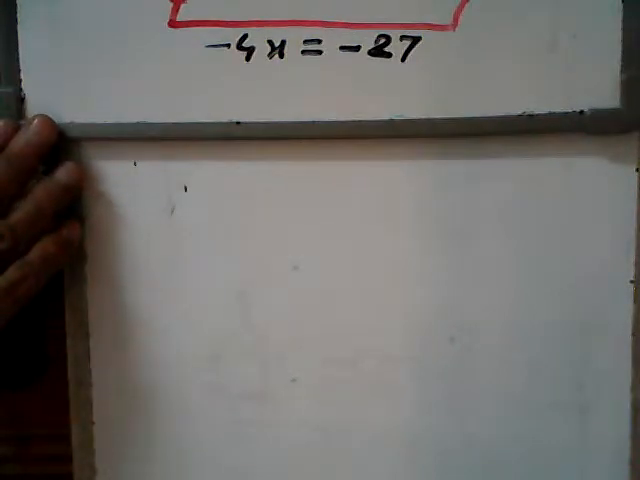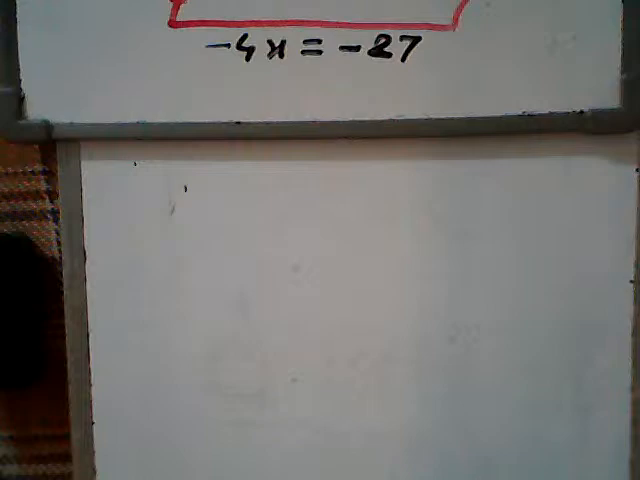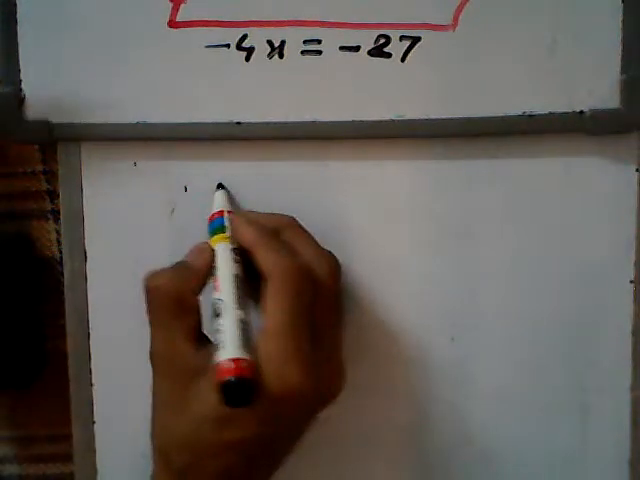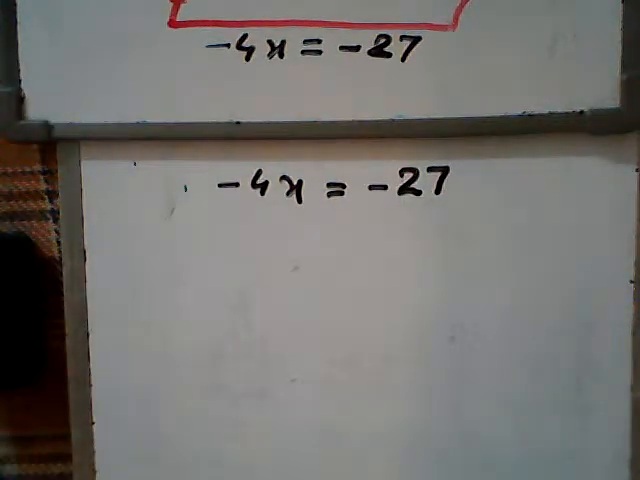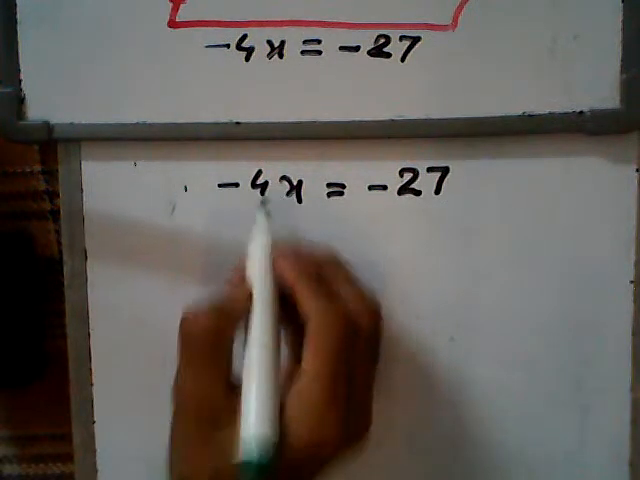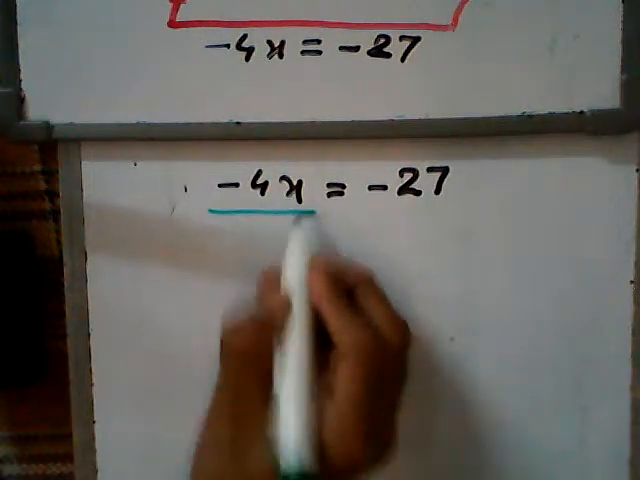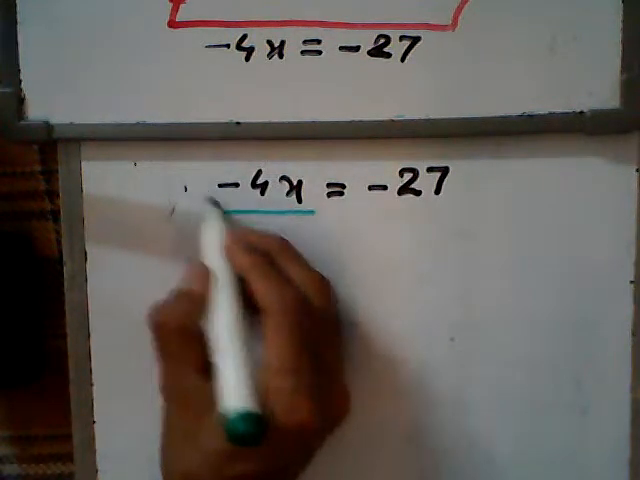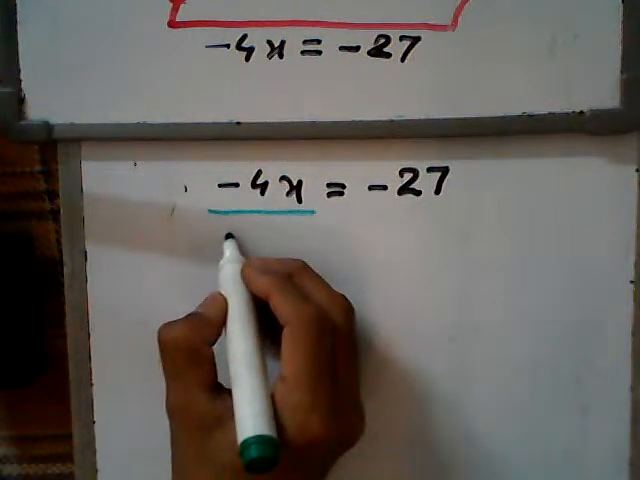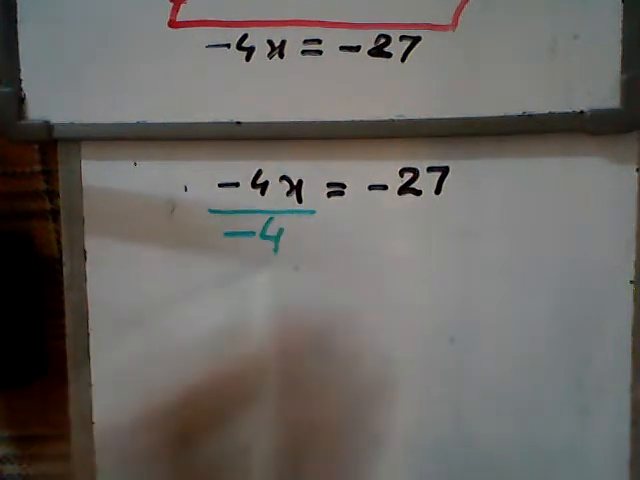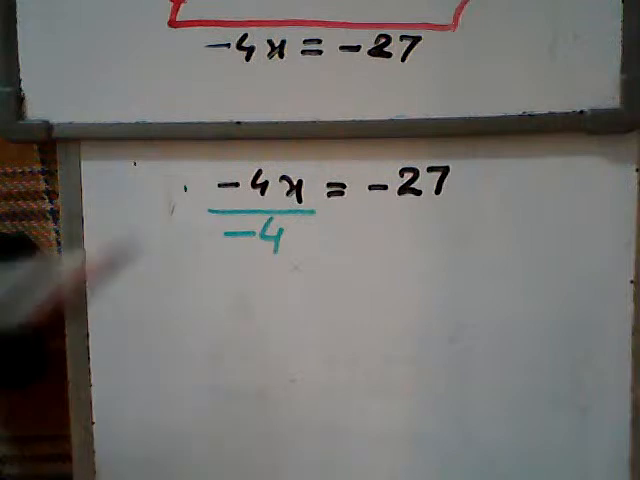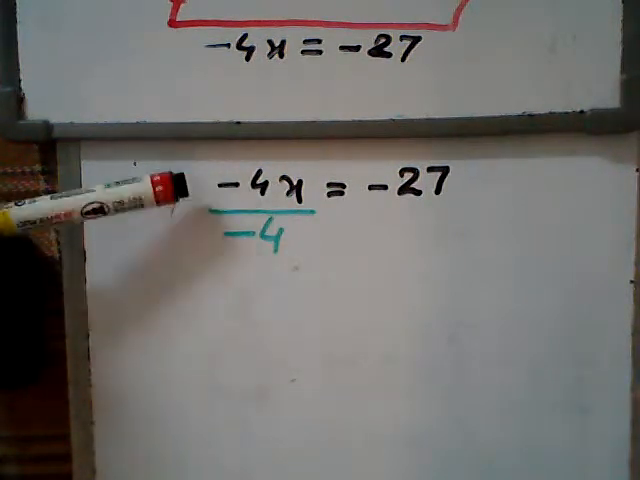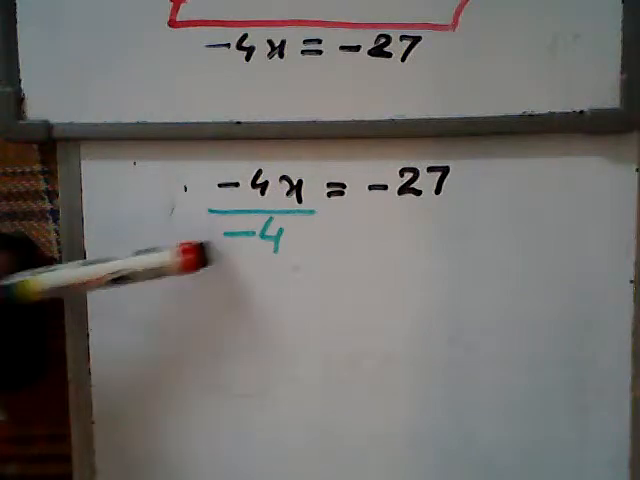Now the last equation was this: minus 4x is equal to minus 27, but we don't need minus 4. So what to do? We'll be dividing by the same number, along with the sign. So that's why we're dividing by minus 4. Previously we had the number without any sign, so we divided without any sign. But this time we have a number with a minus sign, so that's why we are dividing with the minus sign.